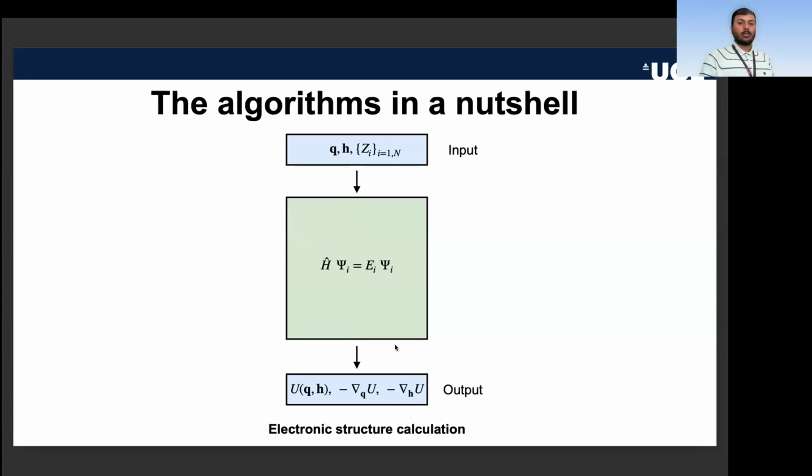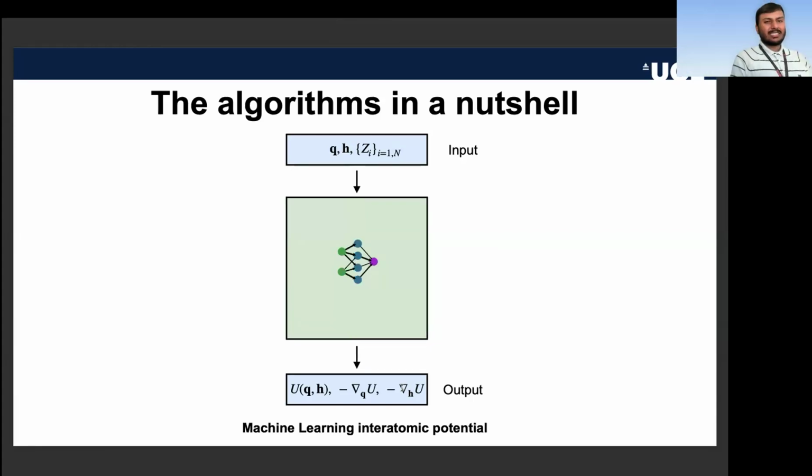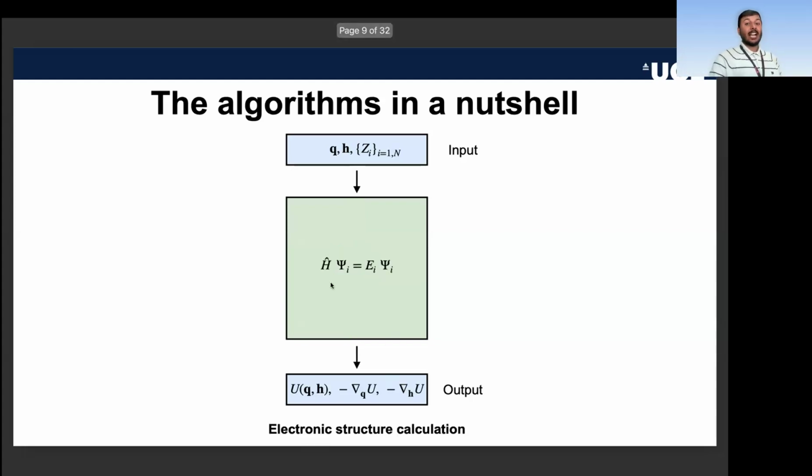right? And this code typically outputs this potential, but also its derivative with respect to position, which gives you forces, and the derivative with respect to the cell tensor, which can be used to compute the stress tensor on the system. Now, this is great. Well, if you were not exactly doing this and you're using MLIPs, you can just think of it that the input is exactly the same, except that now you have a universal approximator just giving you these numbers instead of actually solving the Schrodinger equation here, right?